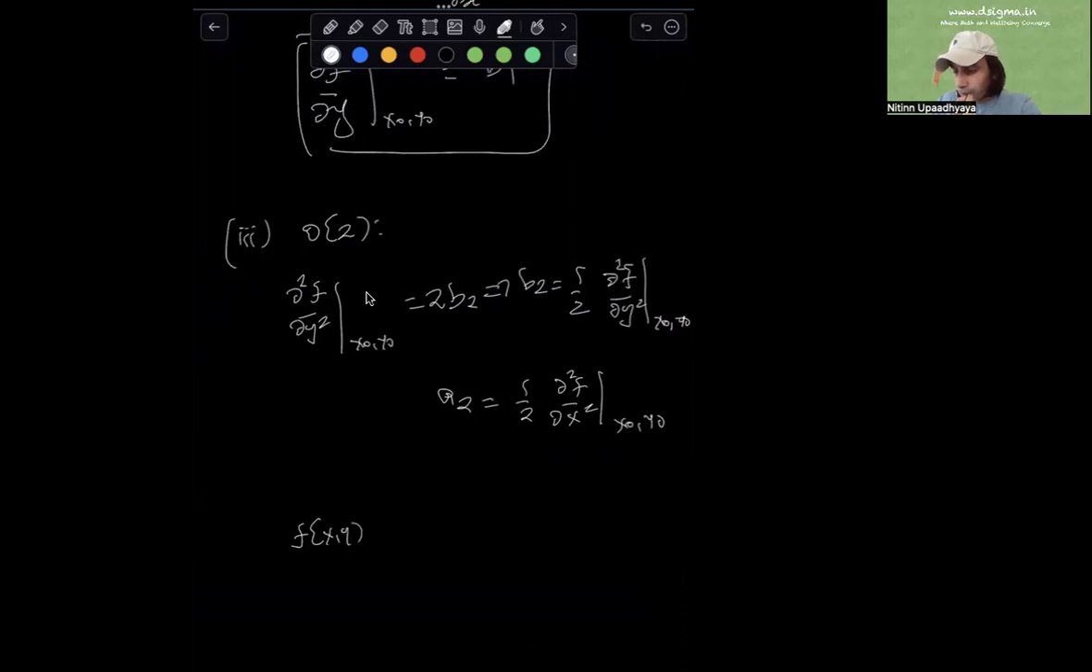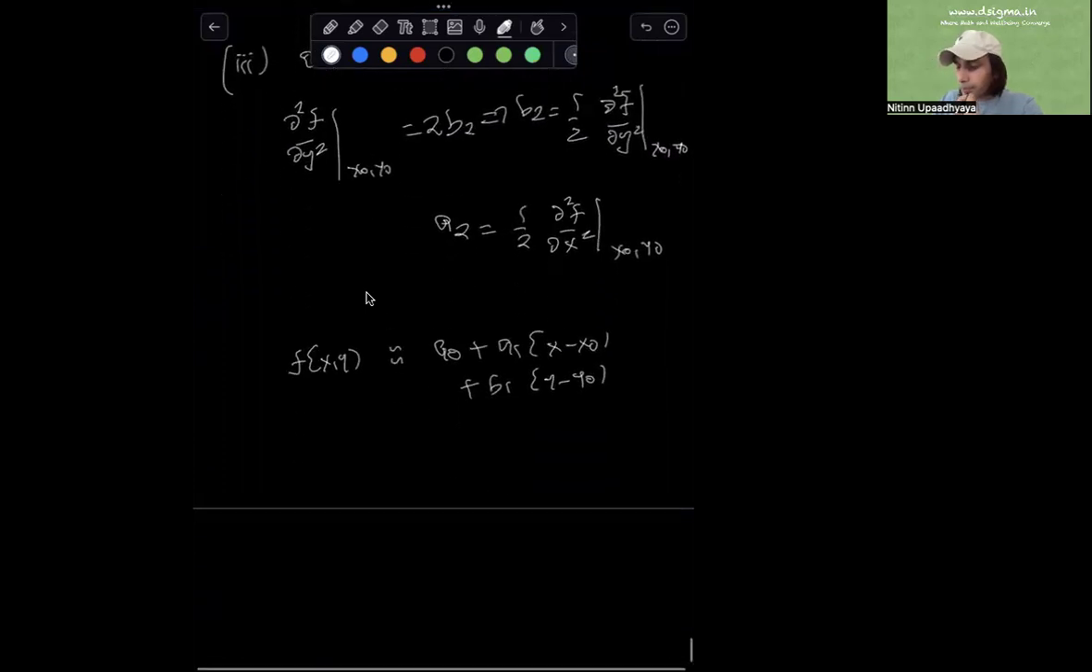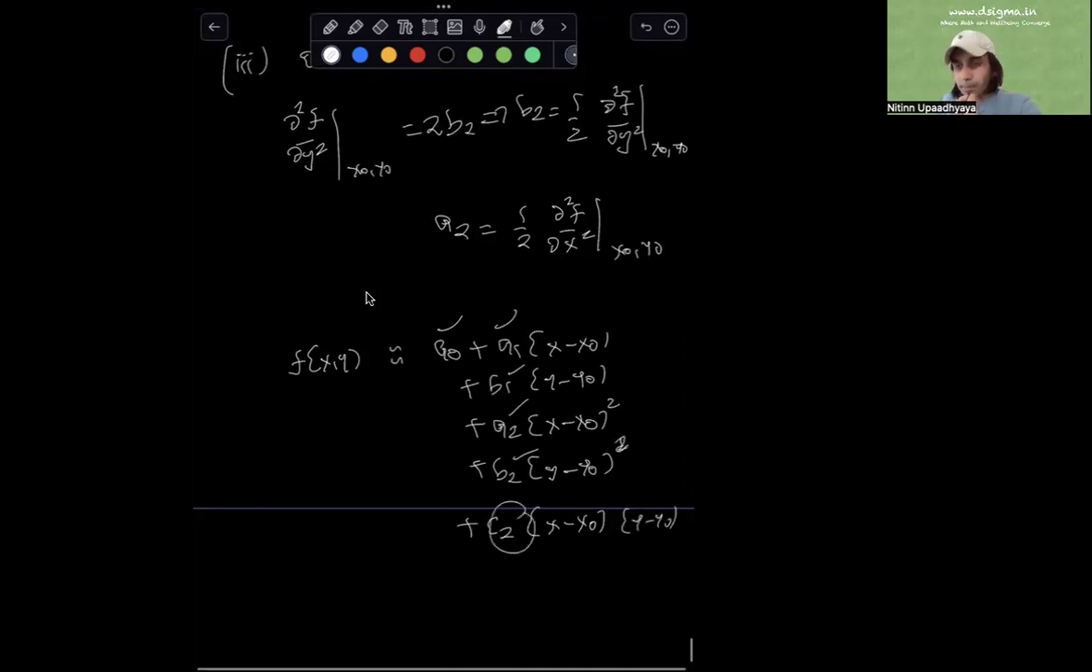So what if I focus on this expression? We have f(x, y) equals, so we already figured out a naught, a1 times (x minus x naught). I'm just going to rewrite this expression once more, plus b1 times (y minus y naught). We've worked this out, we've worked this out, we've worked this out. Then we have a2 times (x minus x naught) squared. We have worked this out, plus b2 times (y minus y naught) squared. We have worked this out. Let's say we have this term remaining, (x minus x naught)(y minus y naught), multiplied by c2.